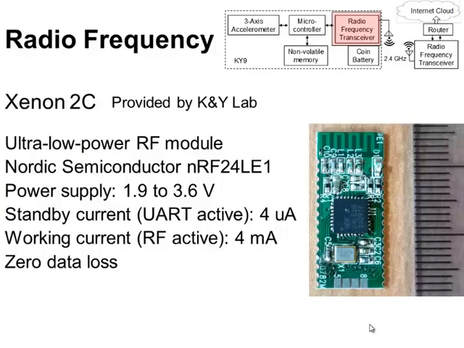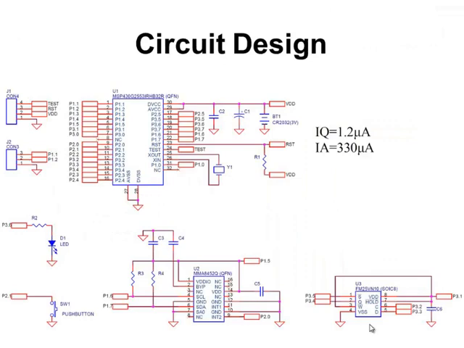And the radio frequency we use is the so-called ultra-low power grade. This is a module named Xenon 2C, provided by my laboratory. This module uses a chip, NRF24LE1, provided by Nordic Semiconductor. So it is also operated with 2 volts, and the current is within microampere to milliampere. So this is a circuit design. This is a microcontroller, this is a G sensor, and this is the RAM.